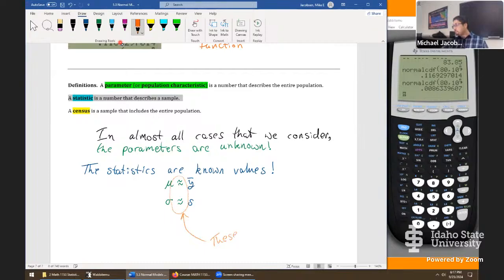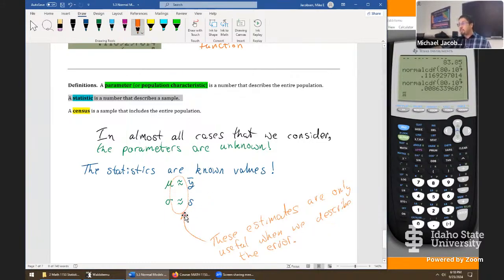These estimates are only useful when we describe the error in estimating. That sounds redundant. When we describe the error. In other words, we have to say just how accurate every one of those approximations are.